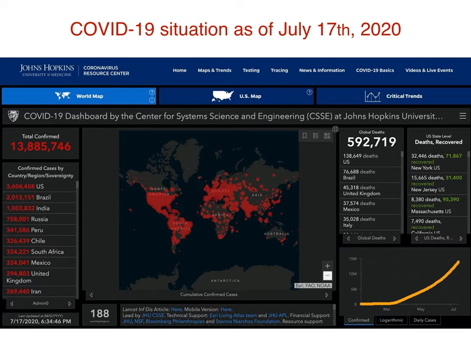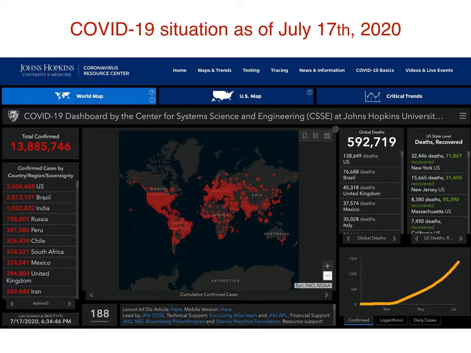I would like to note that this 14 million is a huge number, but it's really a lower bound because there is a lot of asymptomatic transmission, people that have experienced the disease but haven't developed symptoms. And that means that likely the real number of people that have been infected by this SARS-CoV-2 virus is of the order of 100 million or so worldwide.